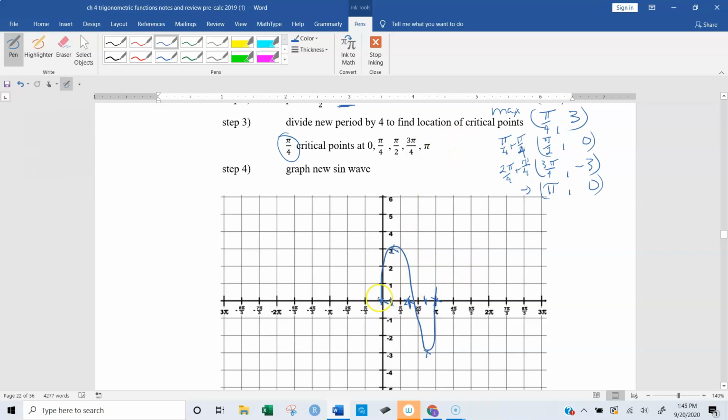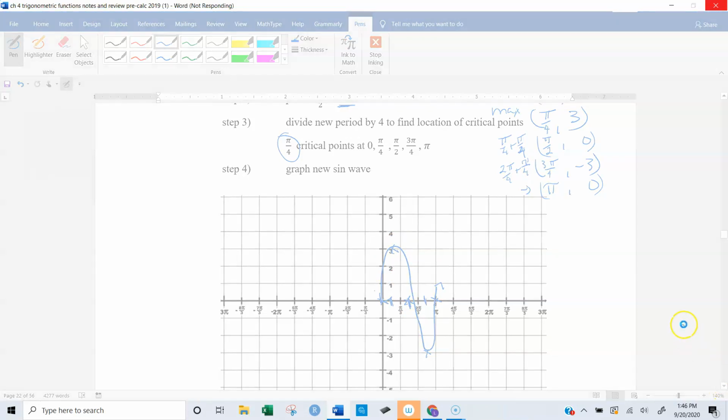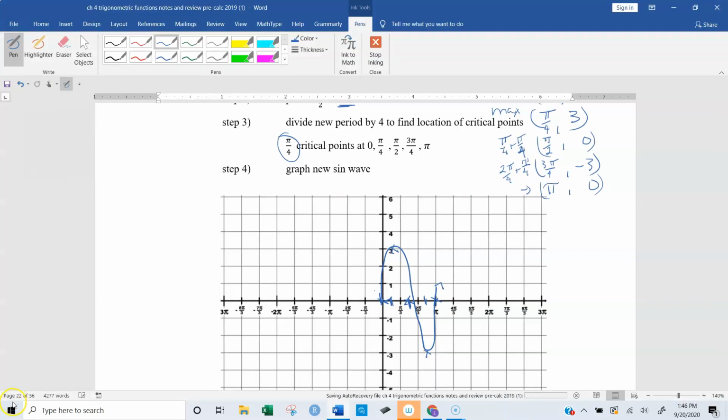I only care about one cycle, so you can see how it squished together. It's oscillating faster is what that is, and it's going higher. It's going to 3 and down to negative 3, so it's getting to be a rougher wave.